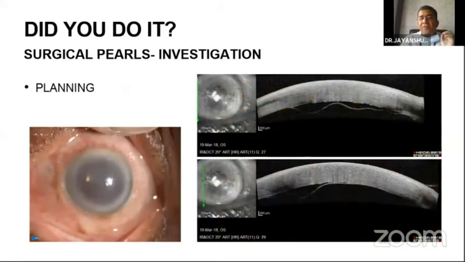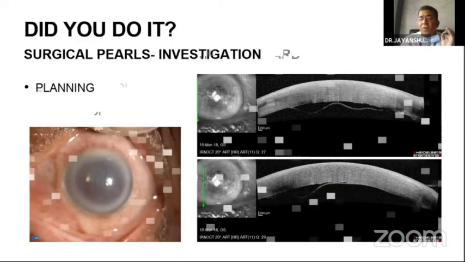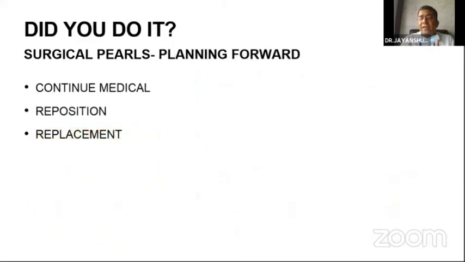So at this point of time, the most important thing that we do, as everybody pointed out, is to see the HRT or the anterior segment OCT and see whether the detachment is in place. Now, if you find that it is not in place, it follows a different path. But if we have everything normal, then the question is, should we intervene? So the options that we have are either we can continue medical therapy, modify it according to the need, we can repose it if the detachment is displaced, and we can replace it.